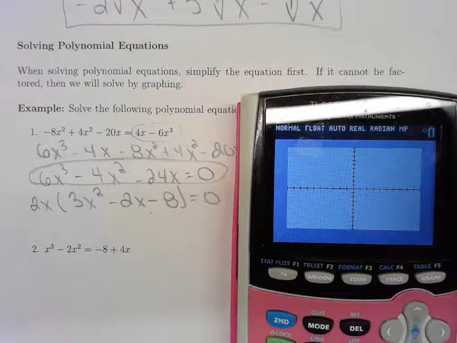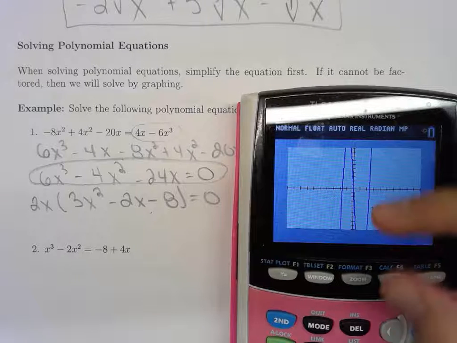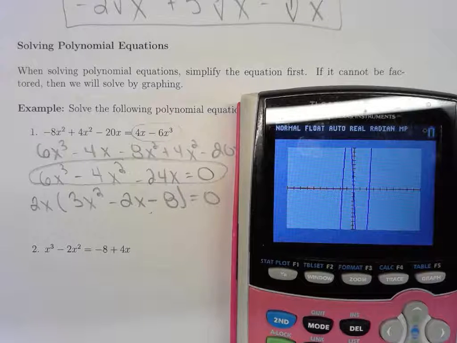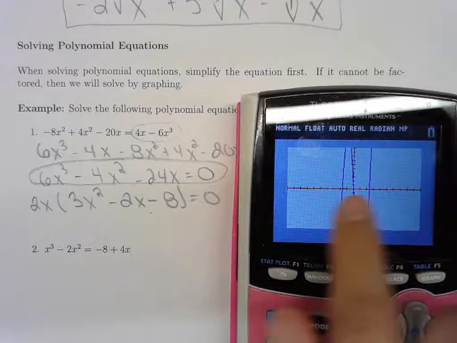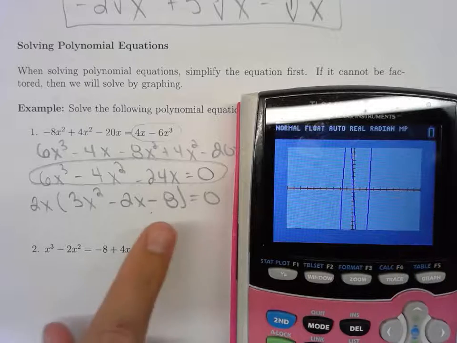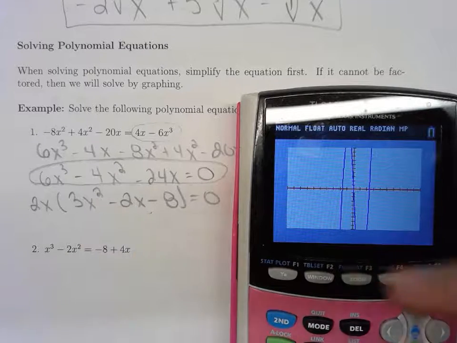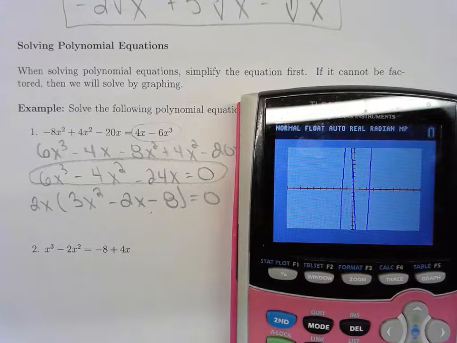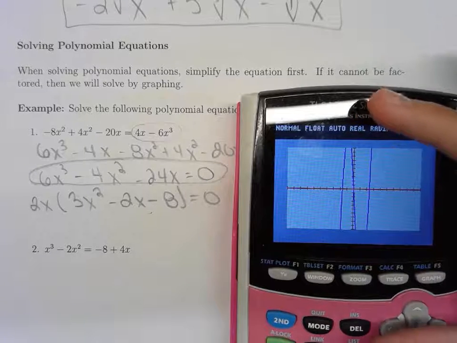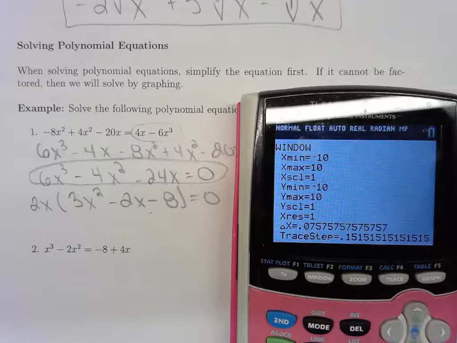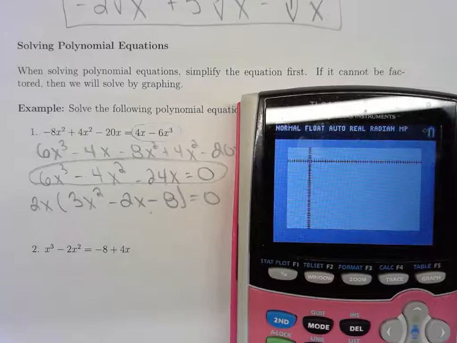Okay, so this first graph will be our polynomial, the 6x cubed minus 4x squared minus 24x. Looks like we need to make the window higher. Okay, and then there's y equals 0. So remember when we just have a number, so if this was 10, it would have been up here at 10. Let's just go ahead and make y maximum larger. Let's try 50. And y minimum, let's try negative 50. Let's see if that gives us a better, oops, I must have plugged in the wrong thing.